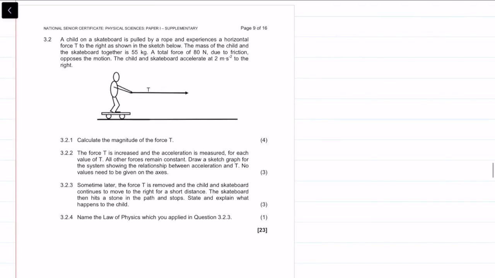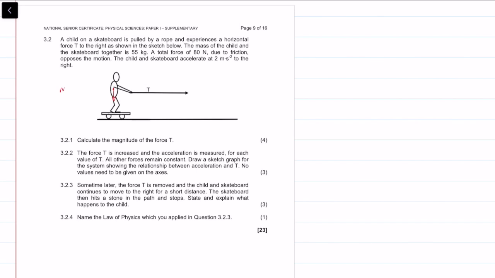Cool, happy days. Okay, 3.2. A child on a skateboard is pulled by a rope and experiences a horizontal force T to the right as shown in the diagram. Great stuff. The mass of the child and the skateboard together is 55 kilograms. Let's put that in.